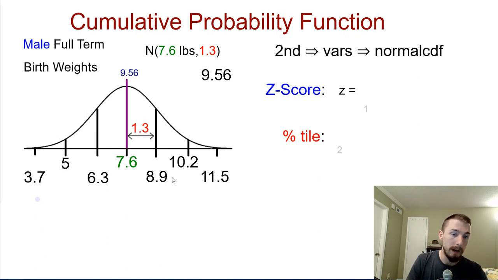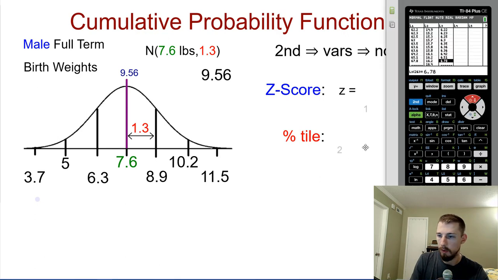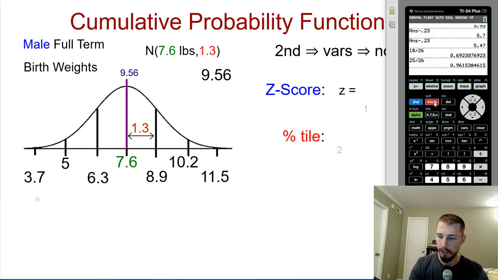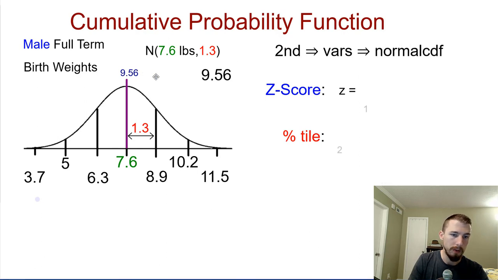So my birth weight was 9 pounds 9 ounces. To convert the 9 ounces to pounds, I'm going to divide 9 by 16, which is where I get this 0.56. So I was 9.56 pounds. I was a really big baby. Anyway, centered at 7.6 with a standard deviation of 1.3, so that goes to the inflection point. 9.56 is going to be about 1.5 standard deviations above the mean.